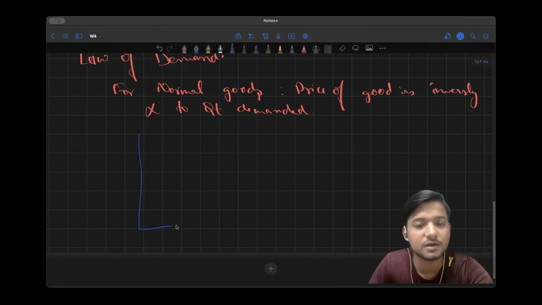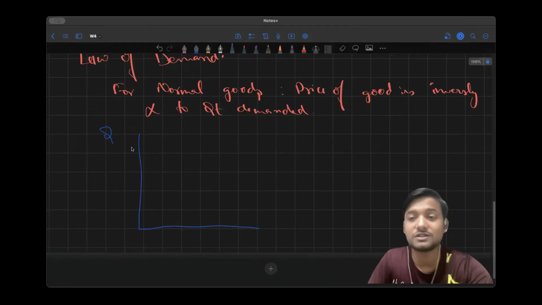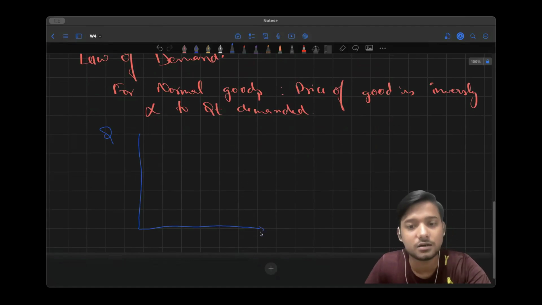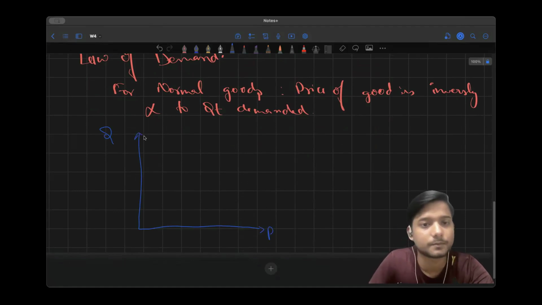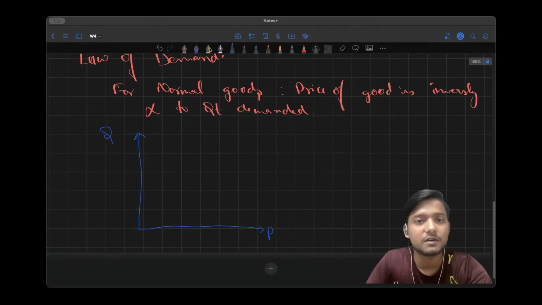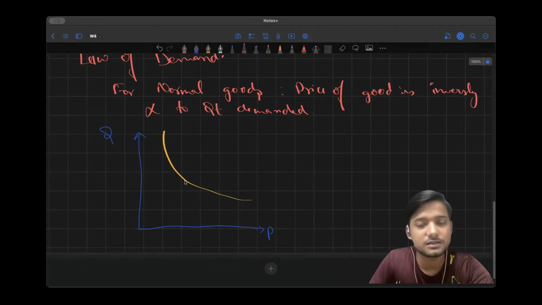So we will have this kind of graph where we have quantity, which is represented by Q, and here we will have price. Okay, and our graph would look something like this. What does it mean? Let's say this is some specific point P star, and corresponding to it, we have Q star.